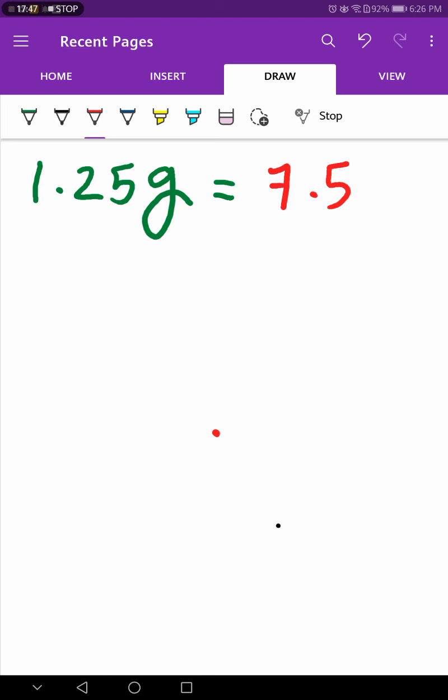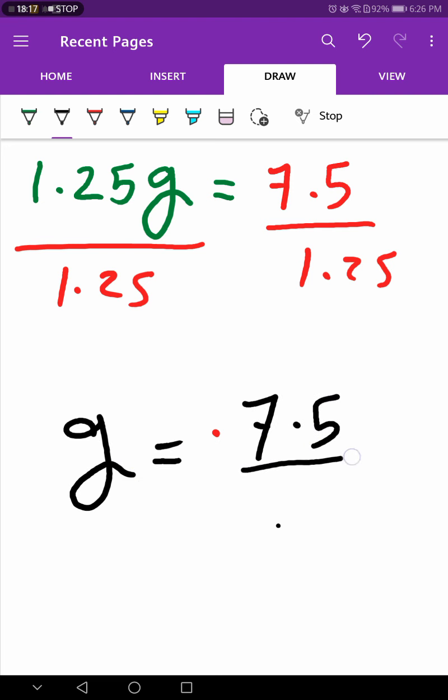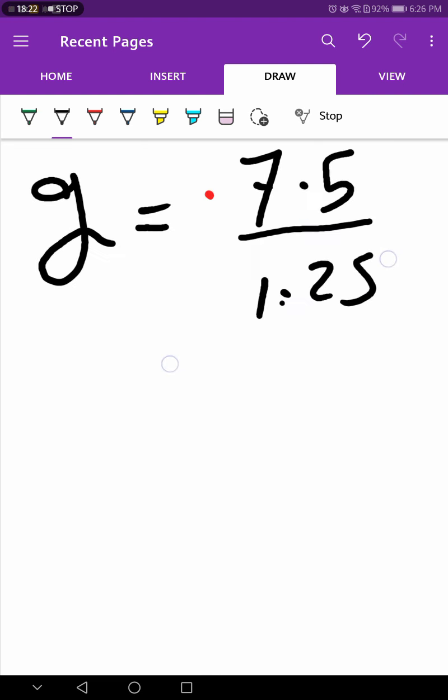Now what do we have to do here? Now we want to take the number with g. What is the coefficient of g? It's 1.25. So divide by 1.25. So g equals 7.5 over 1.25.